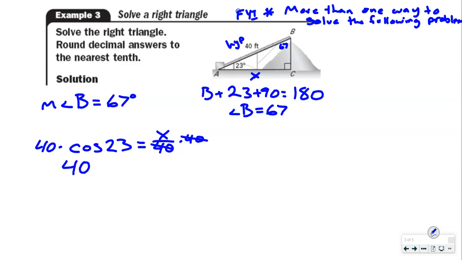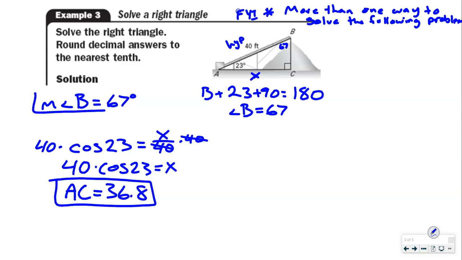So 40 times cosine 23 will give me X. So into your calculator, cosine, or 40 times cosine 23. And we get 36.82, so that rounds to 36.8. So AC equals 36.8. So that's another one of our answers. Angle B was one of our answers. Go ahead and erase that and write in our 36.8.